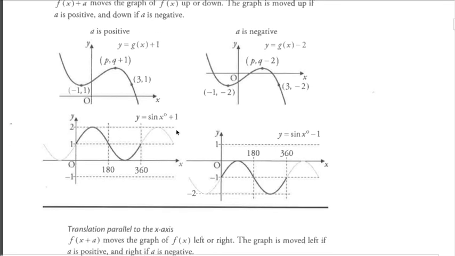And here's the sine graph. We all know what the sine graph looks like. So there's y = sin x + 1. The whole graph's moved up by 1. There's y = sin x - 1. The whole graph is moved down by 1.